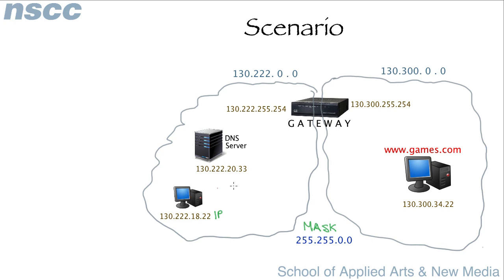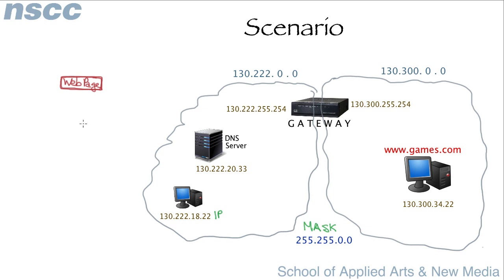Now this machine knows that it wants to get a web page from this website, so it makes that request in the application. Some application on this machine makes that request, and it wants to get a web page. So it constructs a question, and now it wants to send that question to this website so it can retrieve the web page. Now all the user knows here is that it wants to get a web page from www.games.com.